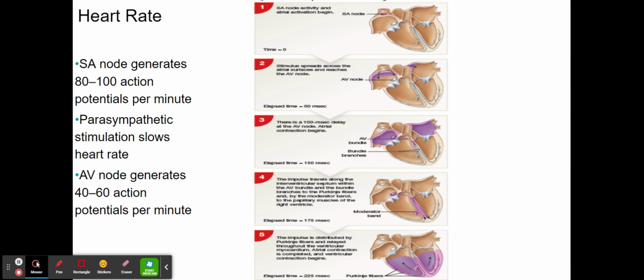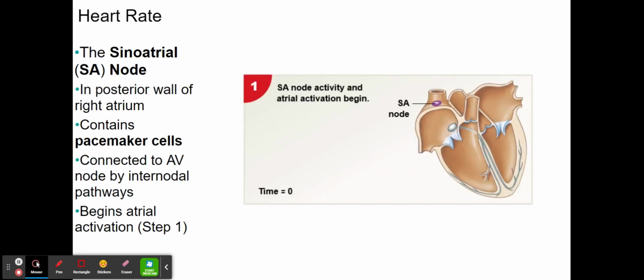Now let's trace the path of an impulse from its initiation at the SA node, examining its effects on the surrounding myocardium as we proceed. So the SA node is embedded in the posterior wall of the right atrium, near the entrance of the superior vena cava. The SA node contains pacemaker cells, which establish the heart rate. As a result, the SA node is known as the cardiac pacemaker or the natural pacemaker.